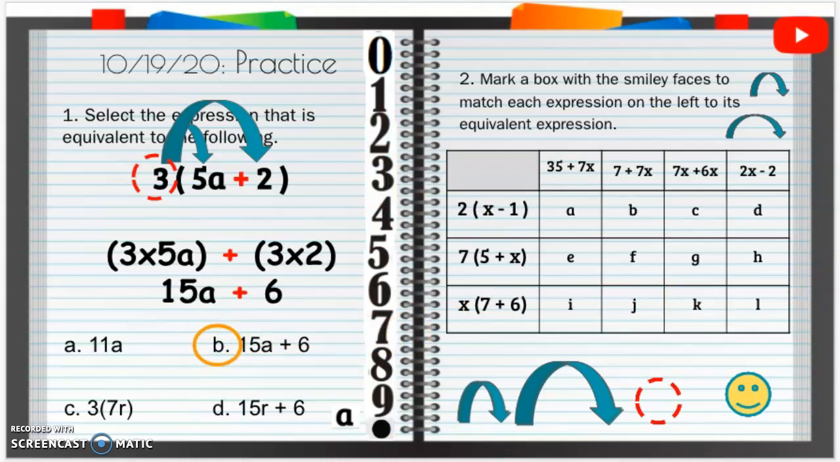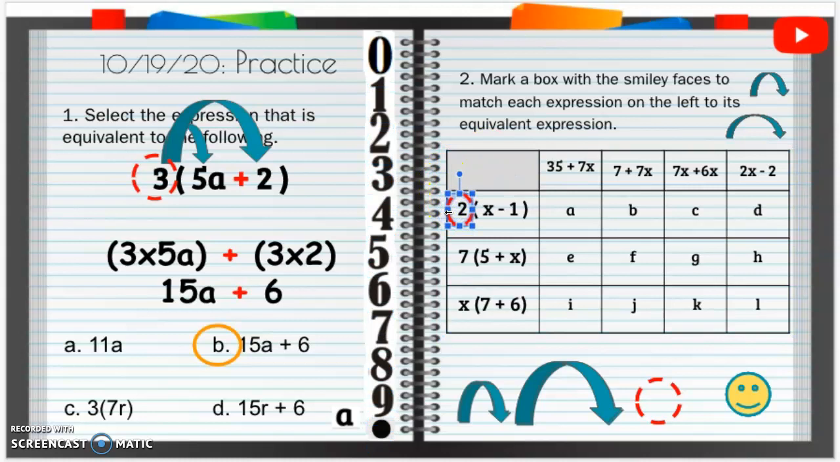All right, let's take a look at number 2. Mark a box with the smiley faces to match each expression on the left to its equivalent expression. So here we go. I'm going to use these little arrows up here. So this is 2 times that quantity of x minus 1 end quantity. We have a 2 right outside here. You can circle that 2. We can try to make that circle tiny. All right, there you go, close enough.